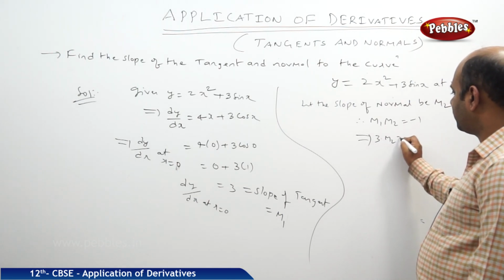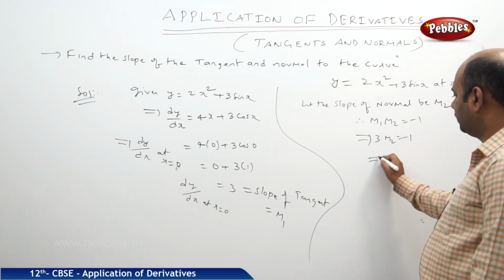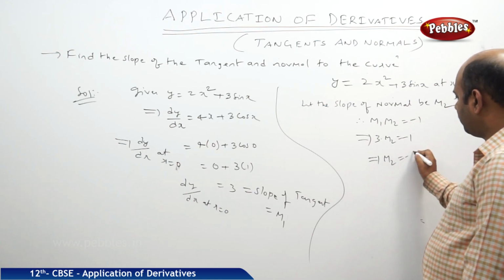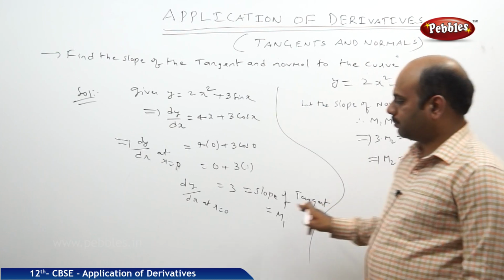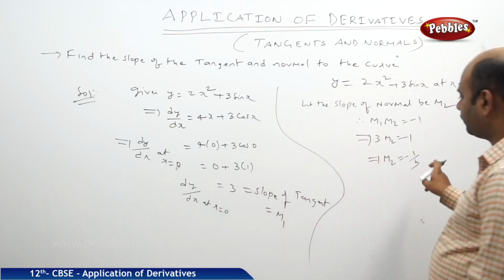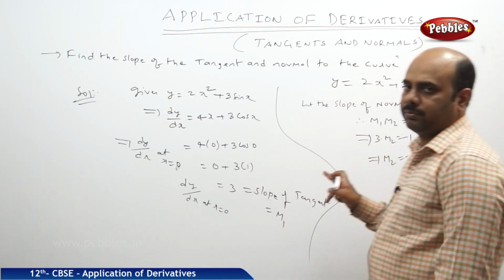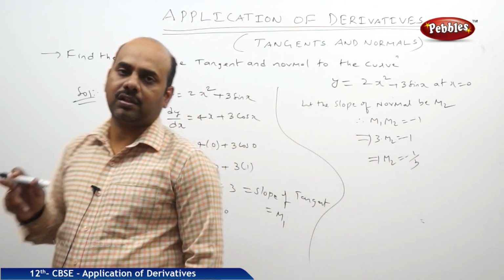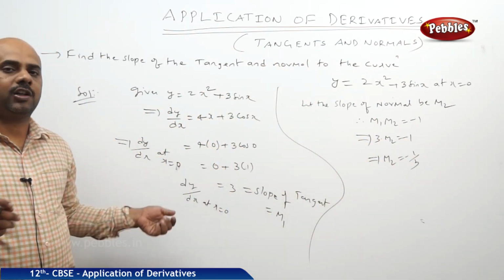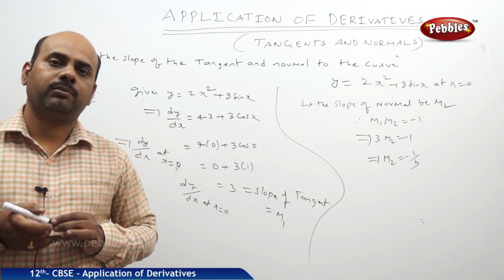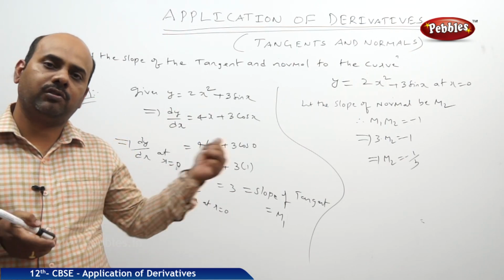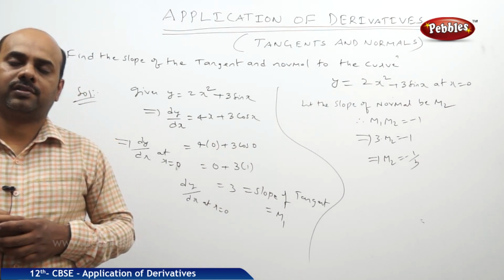m2. m2 means as usual that is equal to minus 1. That implies m2 is equal to minus 1 by 3, which is the slope of the normal. Slope of the tangent is 3 and slope of the normal is minus 1 by 3. So whenever we are asked to find slope of the normal, try to find slope of the tangent and then apply the condition m1 m2 equal to minus 1. Then you will be getting the required answer.